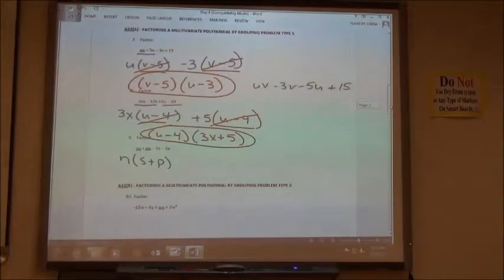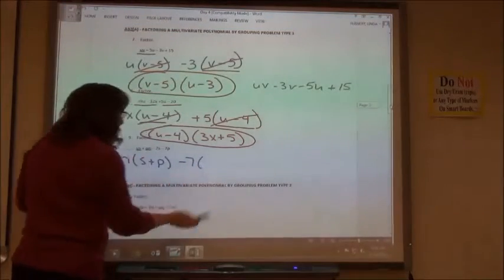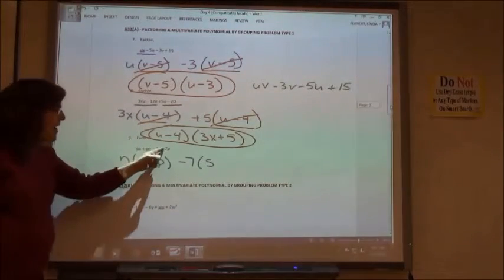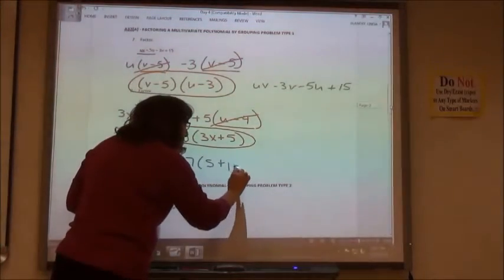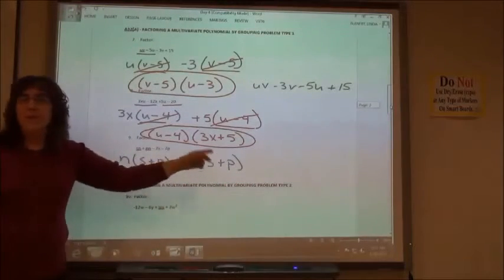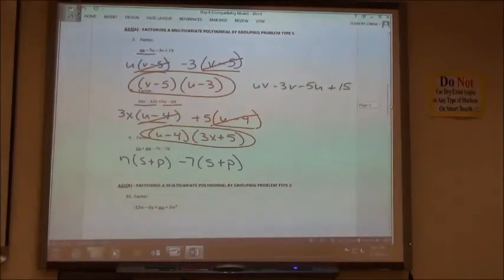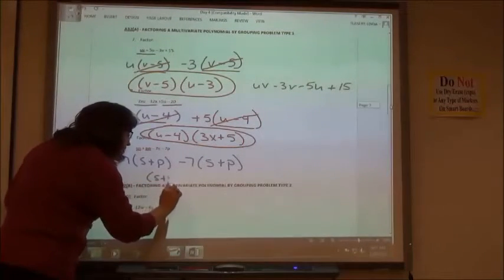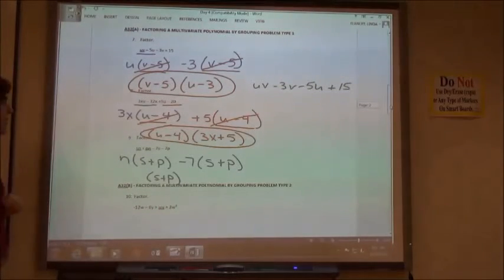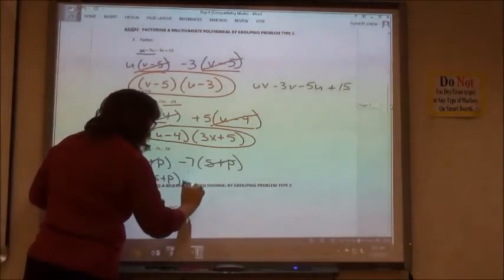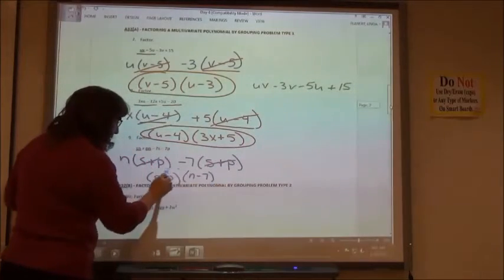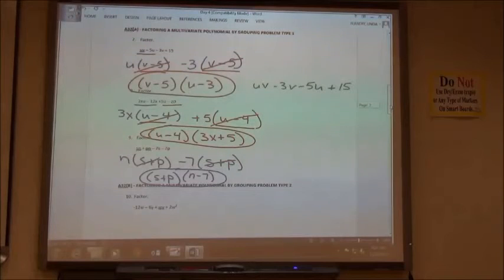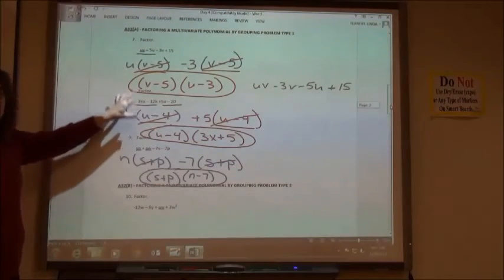Negative 7. So I'm going to take out a negative 7 so that when I do a negative divided by a negative, I get a positive S, right? And a negative divided by a negative is a positive P. Because we know we want those to be the exact same things in the parentheses. So now, my common factor is the S plus P, and my other factor is going to be what? N minus 7. So S plus P times N minus 7. Now the first ones, they're nice. You didn't have to do much rearranging.